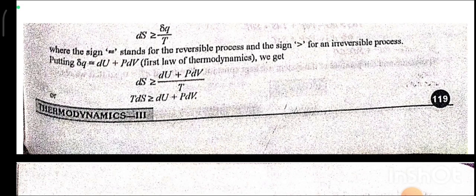Putting dQ is equal to dU plus PdV from the first law of thermodynamics, we get dS is greater than or equal to (dU plus PdV) upon T. TdS is greater than or equal to dU plus PdV.